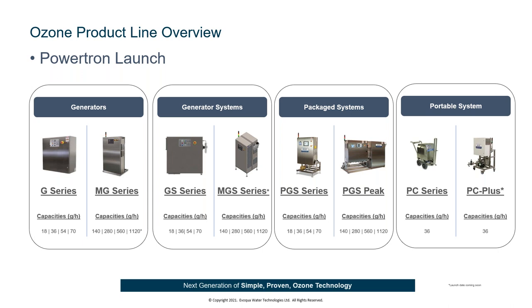The third one is a package system, where the package system comes with all 4 core components. And the last one is the portable system. It comes with three core components, excluding the analyzer and control, and it can be moved around.